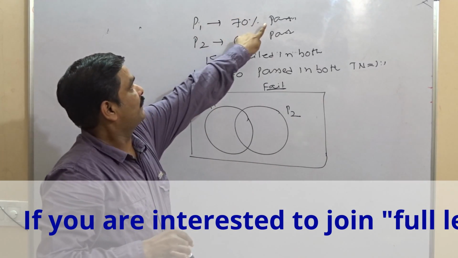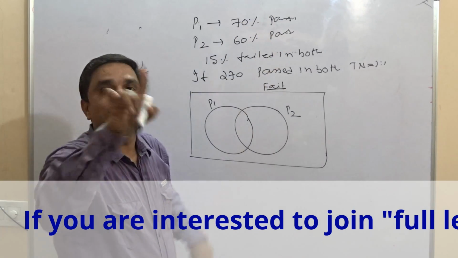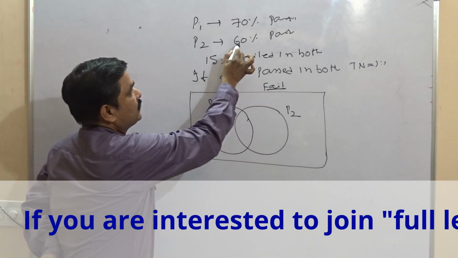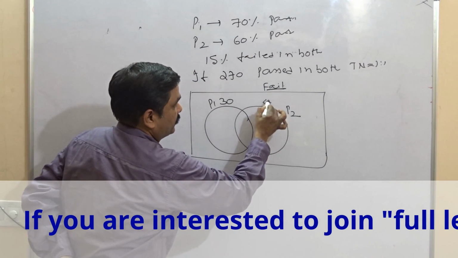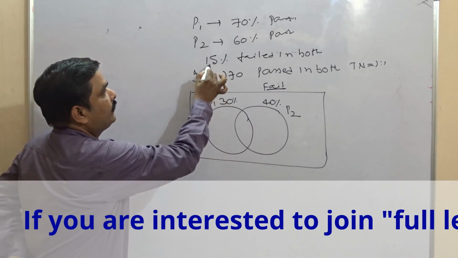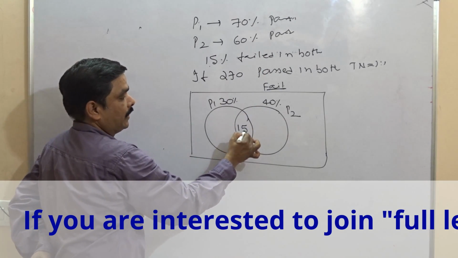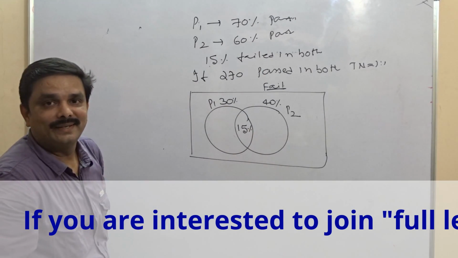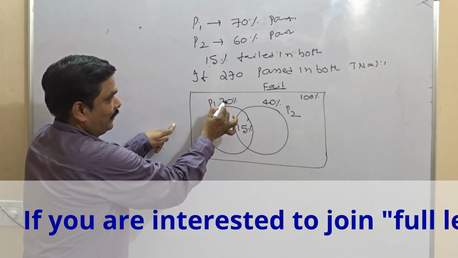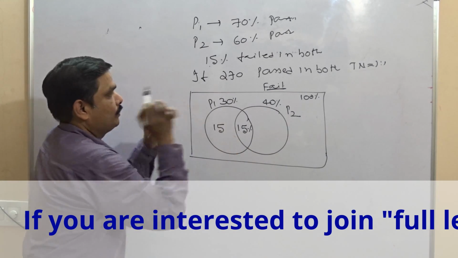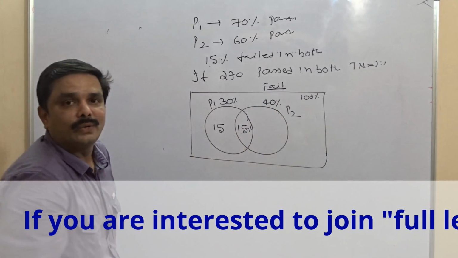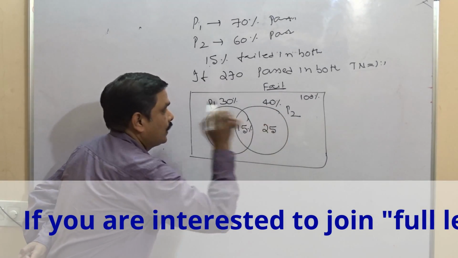In paper 1, 70% passed means 30% failed. Paper 2, 60% passed, so 40% failed. Right? In both the papers, 15% failed in both. I have taken it as it is. Alright, so now, when it is 100%, what should be the figure here? 30 minus 15, it should be 15. And the other one is 40 minus 15, this is 25.